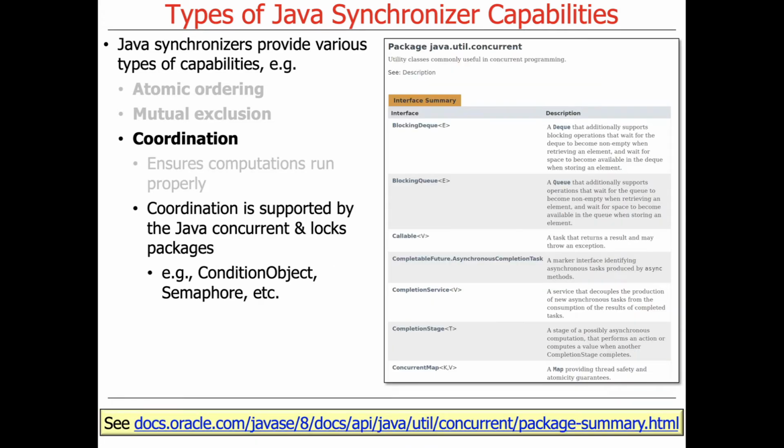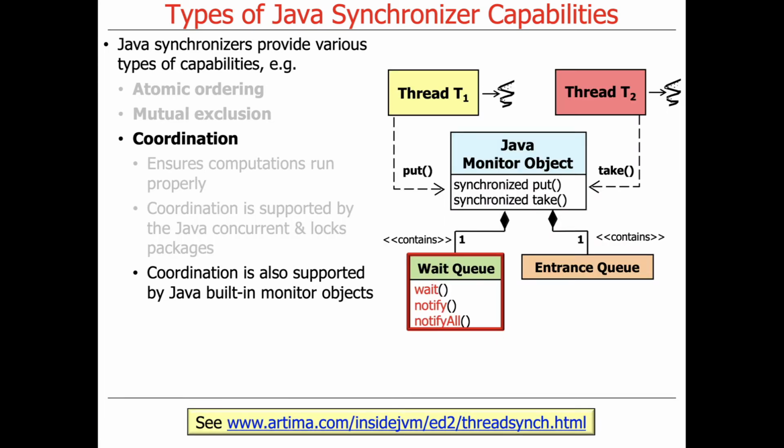Coordination in Java is supported by the java.util.concurrent and java.util.concurrent.locks packages. So the Condition object, which comes out of java.util.concurrent.locks, and Semaphore, which comes out of java.util.concurrent, support the coordination capabilities in Java. And we're going to spend a lot of time talking about them. They're really cool. You'll get a chance to play around with all this stuff in the programming assignments.